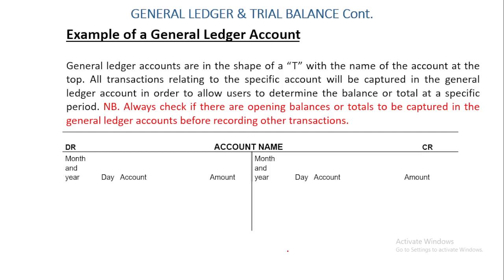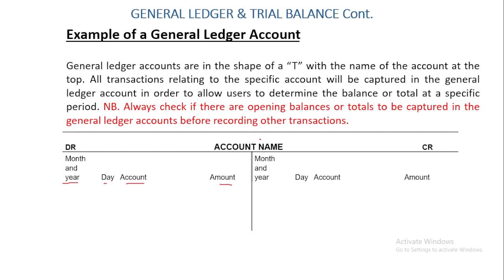So this is how the T account always looks. It's always in a T form. You're going to have your debit, you're going to have your credit, and then you're going to have the year and the month in which the transaction occurred. You're going to have the day, and then you're going to have the account and the amount. So I made an example.